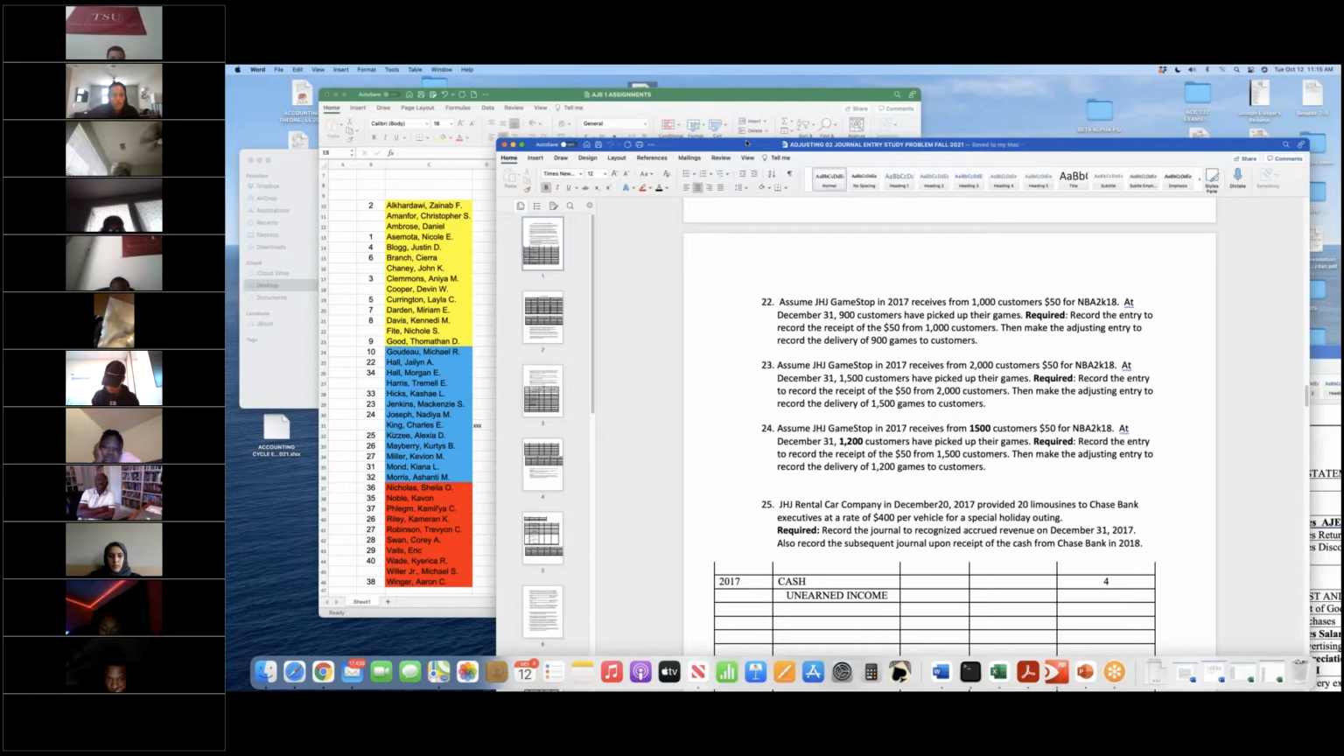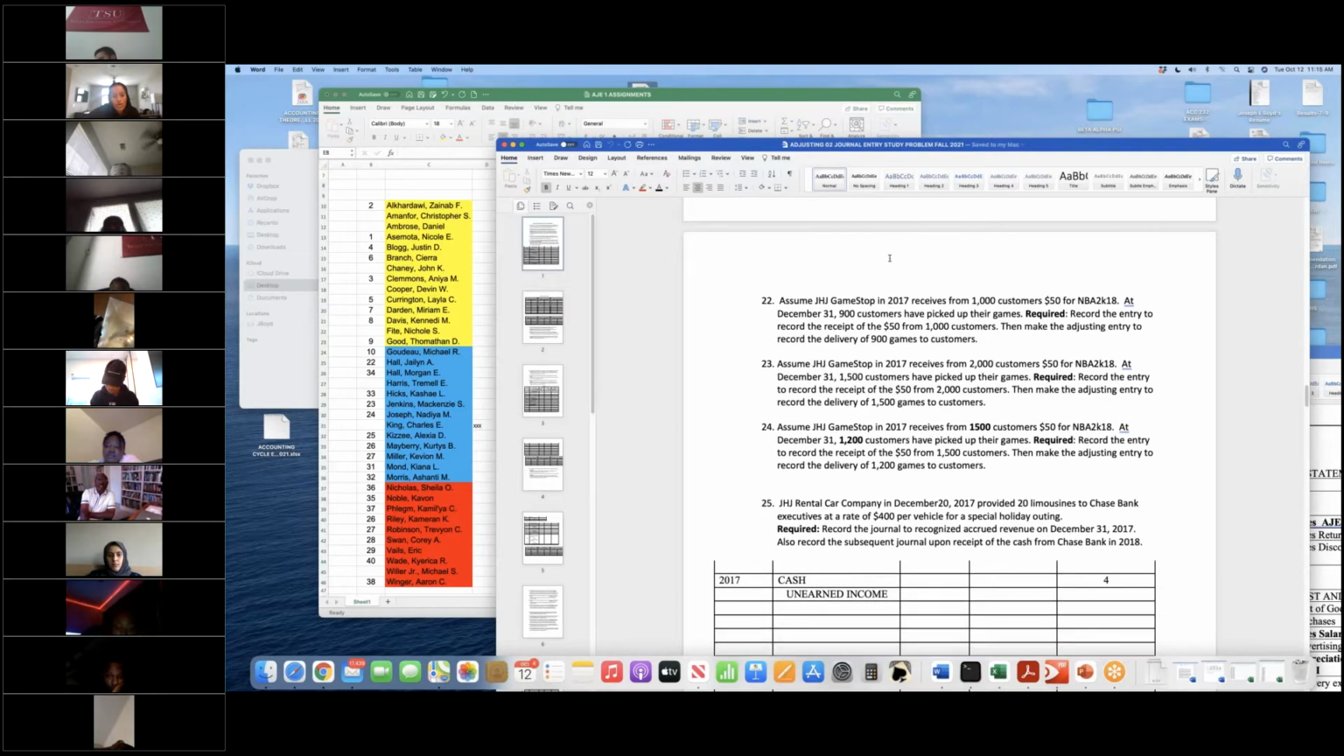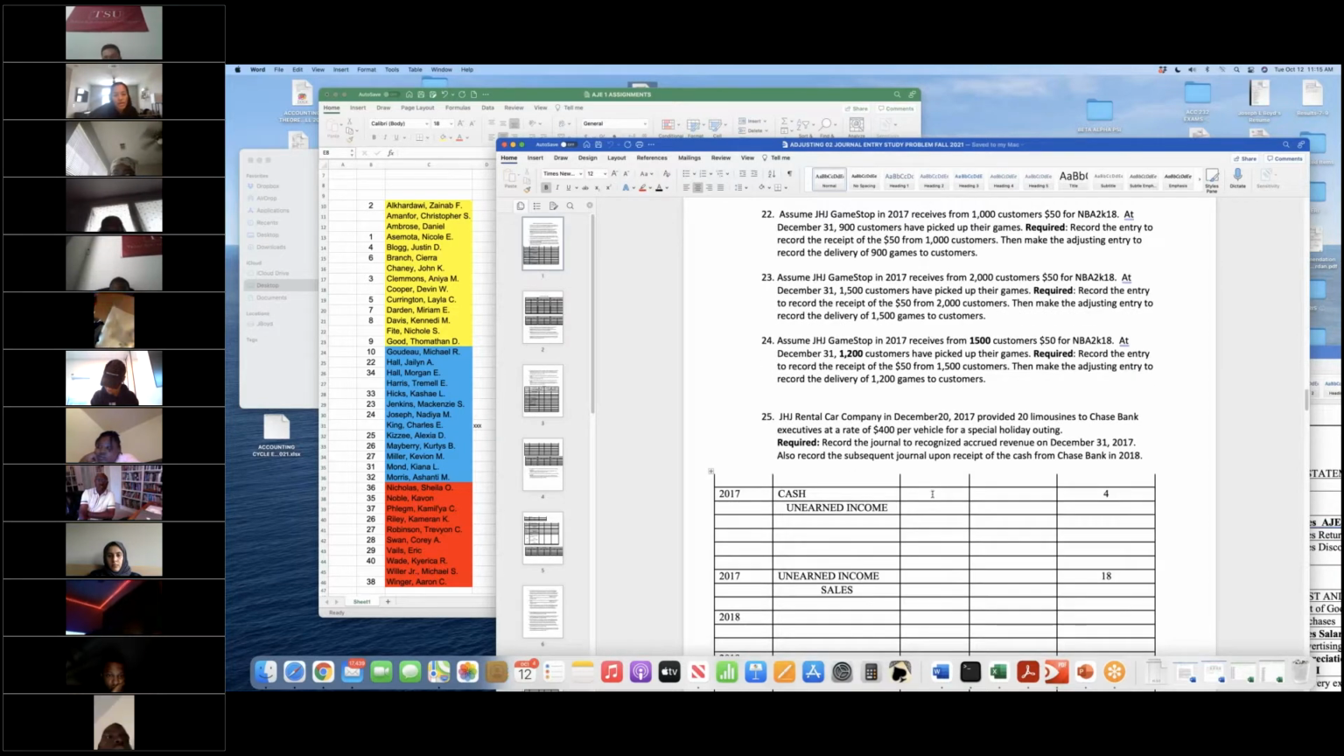Do you need the required part or no? Yes. Required: record the entry to record the receipt of the $50 from 1,000 customers, then make the adjusting entry to record the delivery of 900 games to customers. Okay, so for the first entry, you're going to debit cash for $50,000, and then credit unearned income for $50,000, and that's a type 4.